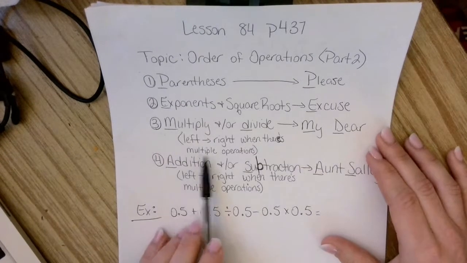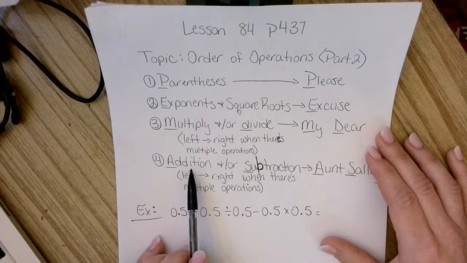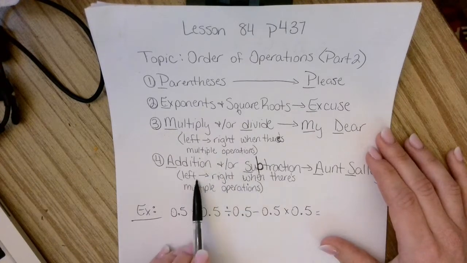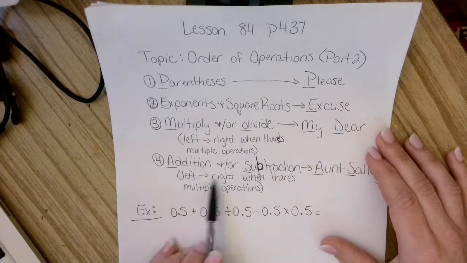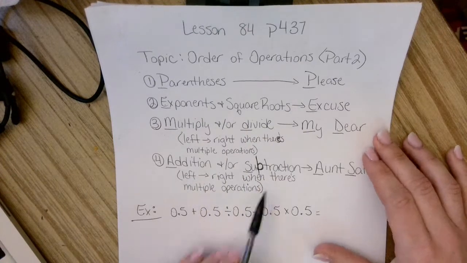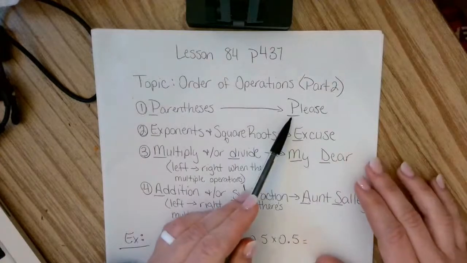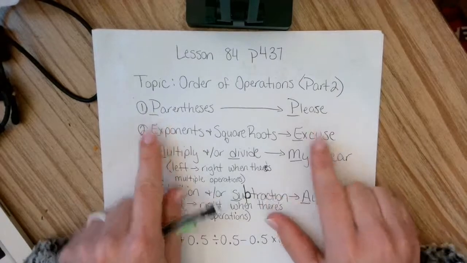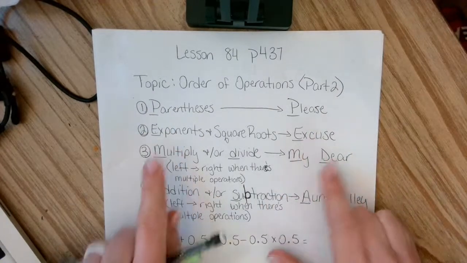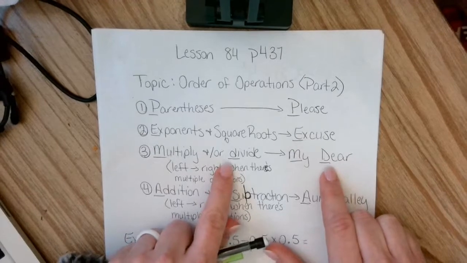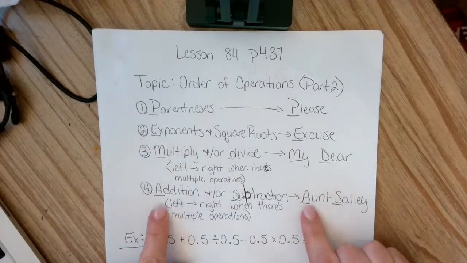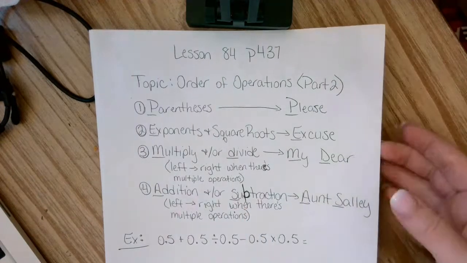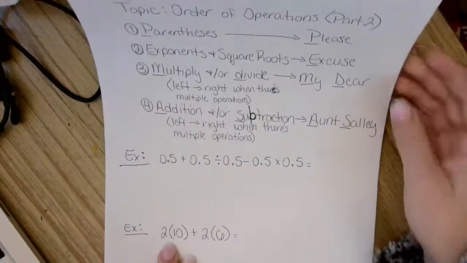The fourth step is addition and or subtraction, and this is just like if you have multiple multiplication and division problems. If you have multiple addition and subtraction problems, then again, you move left to right, just like you're reading a sentence. And I put a little sentence over here just to help you remember. So, please is for parentheses, excuse is for exponents, my dear is for multiplication and division, Aunt Sally is for addition and subtraction.